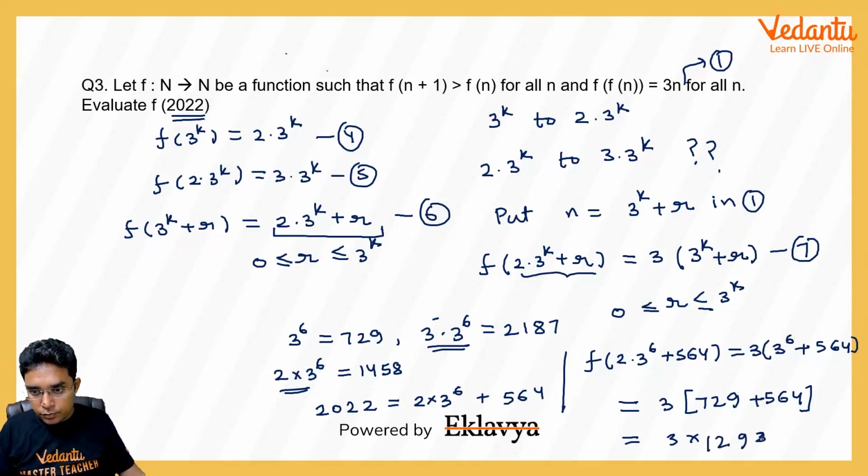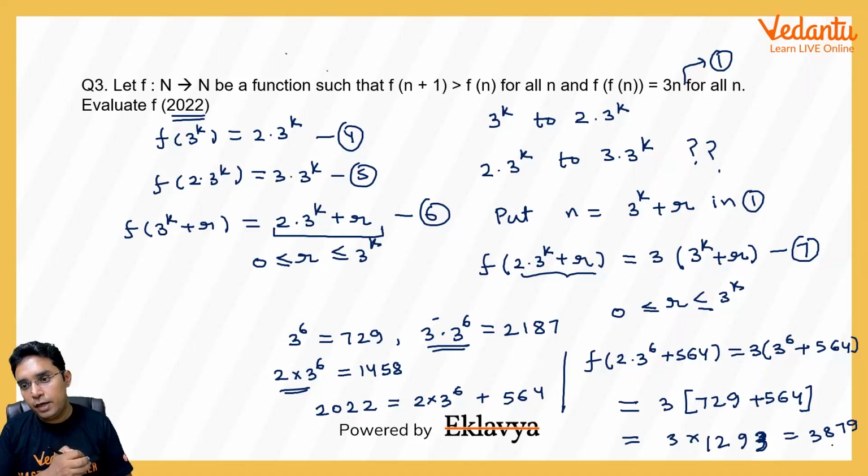9 plus 4 is 13. This is 3 here. 7 plus 2, 9. 5 plus 7 is 12. Yes. So this will become 9 here. 3 9s are 27. 3 2s are 6 plus 2, 8. And I think it will be 3 here. So 3879. 3879 is the answer. 3879.